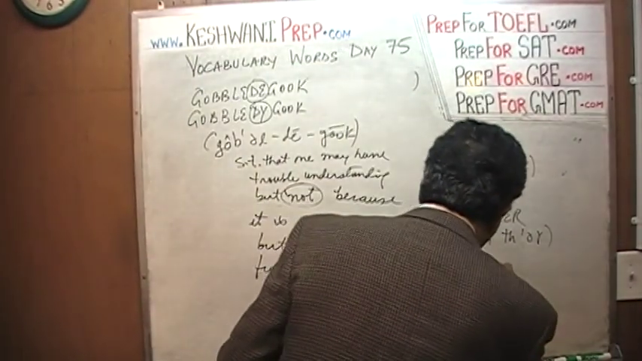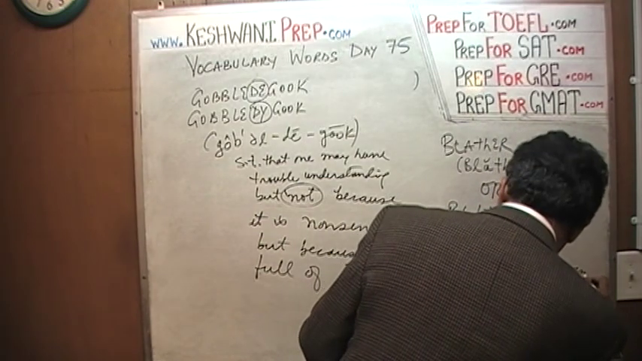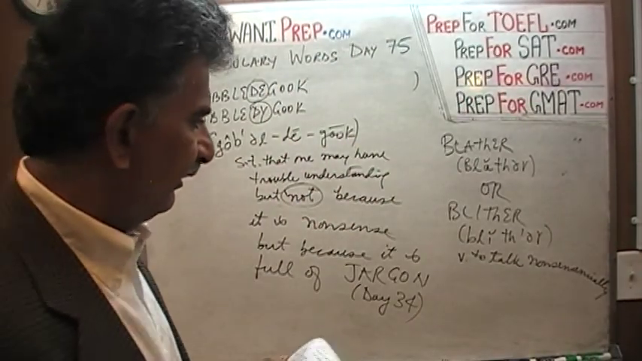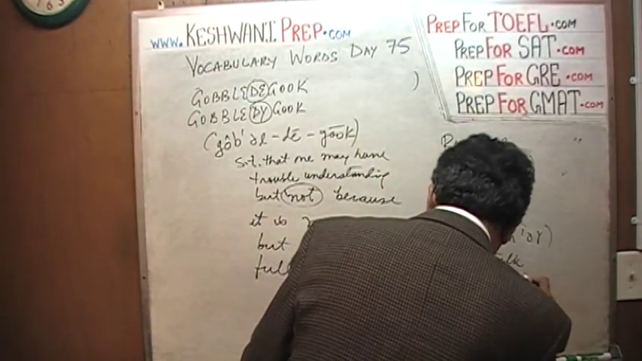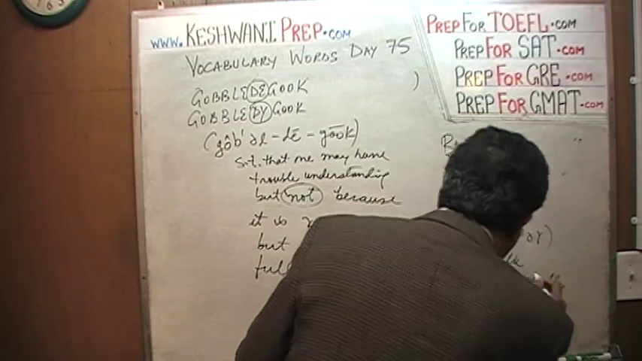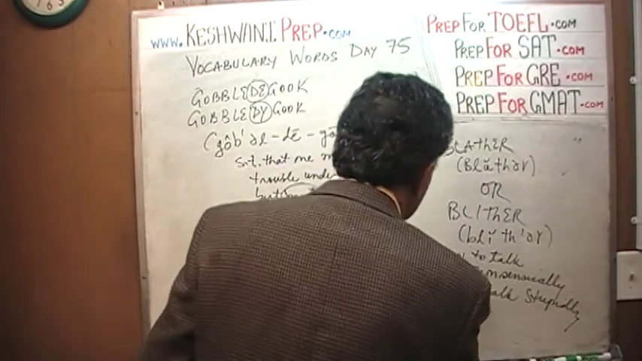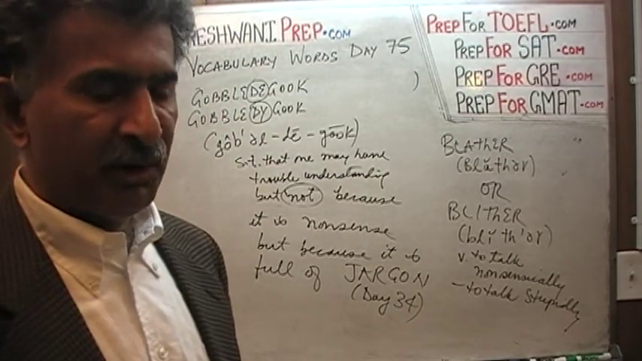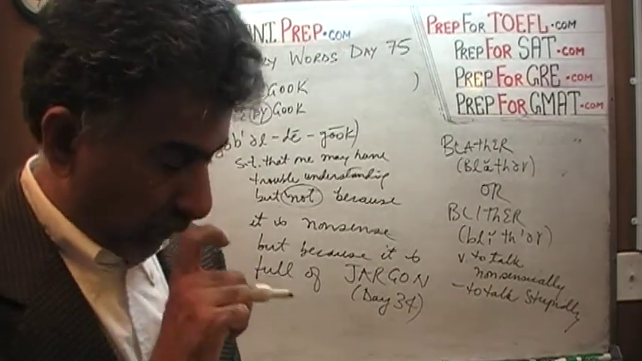It means to talk nonsensically. To talk stupidly. To blither or to blather, as a verb, means to talk stupidly, to speak nonsensically. As a noun, it just means absurd or foolish talk.